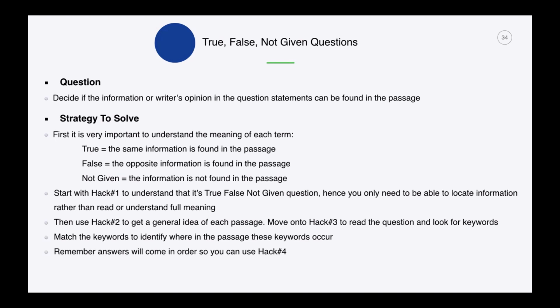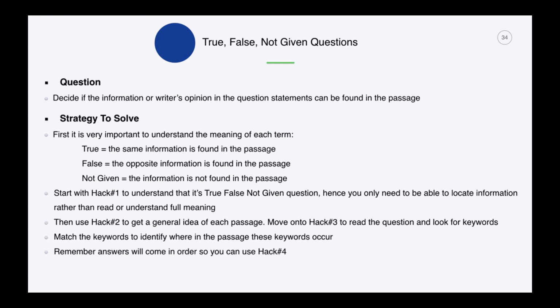And again, remember hack 4 applies here as well. These are the 3 types of questions: fill in the blanks, short answer questions, and true-false questions where the answers come in order. So you can use hack 4 as well. Remember, hack 4 will not be used after these 3 types.